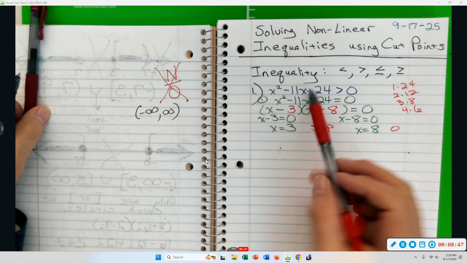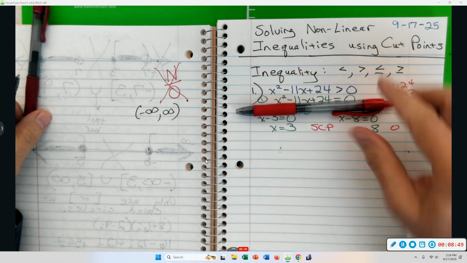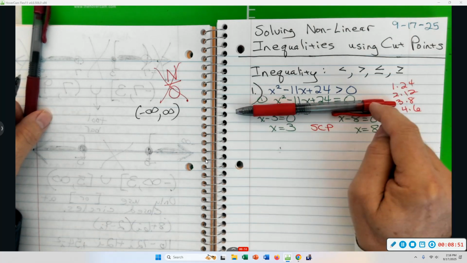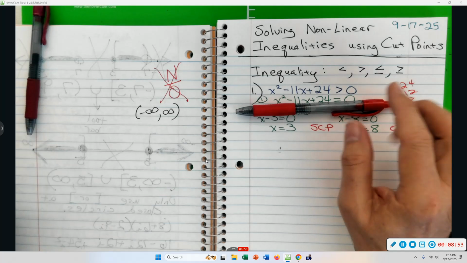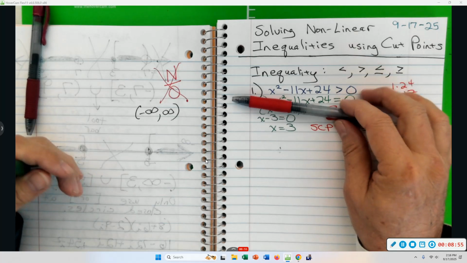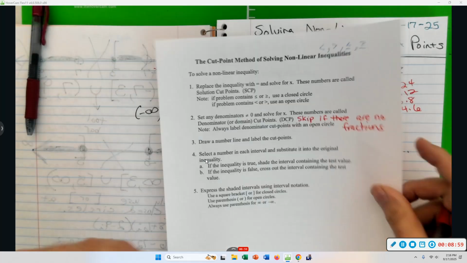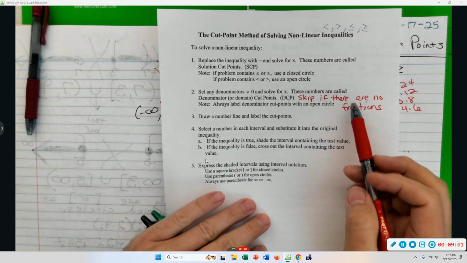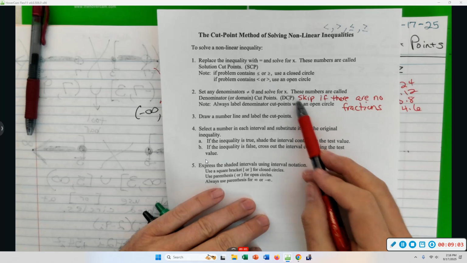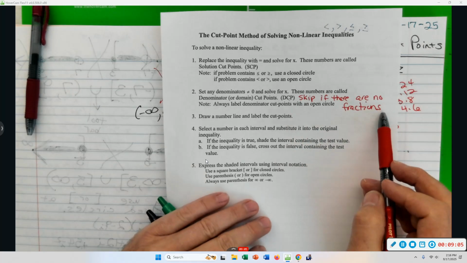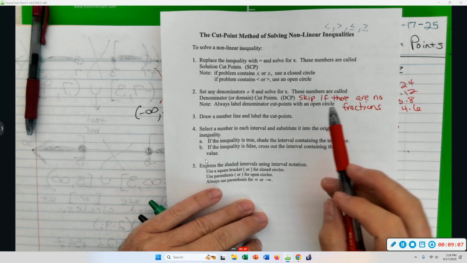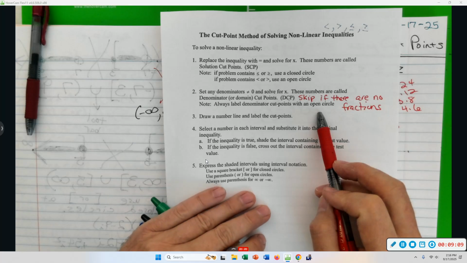There's no fraction in this problem. Look at number 1. Do you see a fraction there? No. So you're never going to have a denominator of 0. So the second step, you might want to make a note here on your paper. You skip that second step if there are no fractions in the problem. If there are no denominators, then you cannot have denominator cut points.